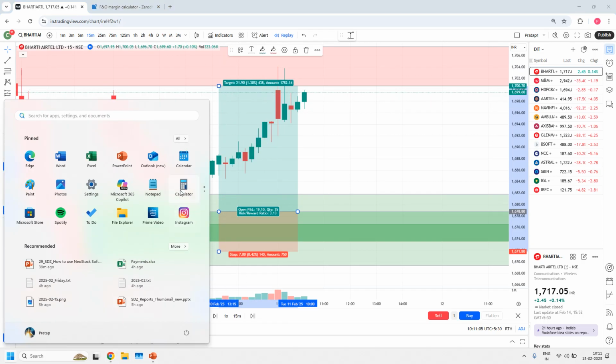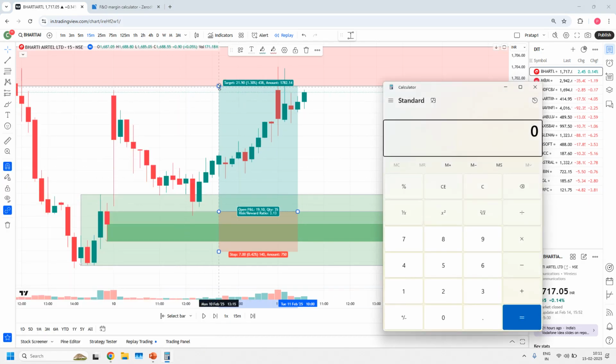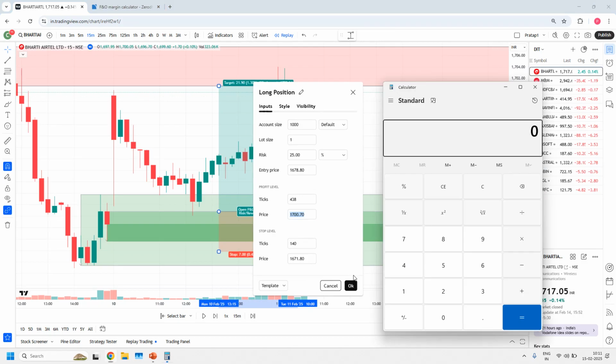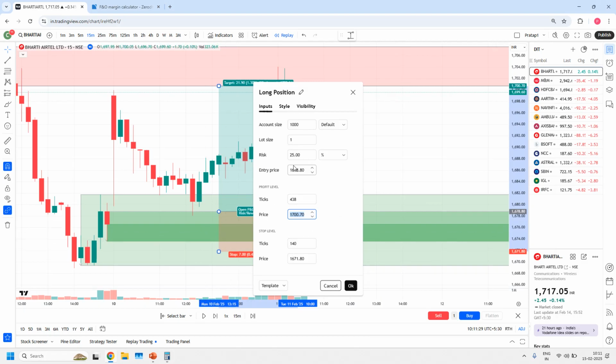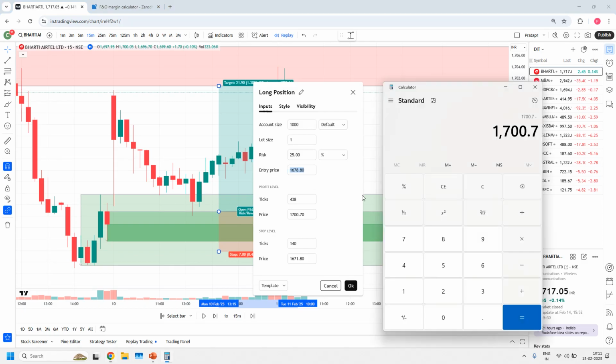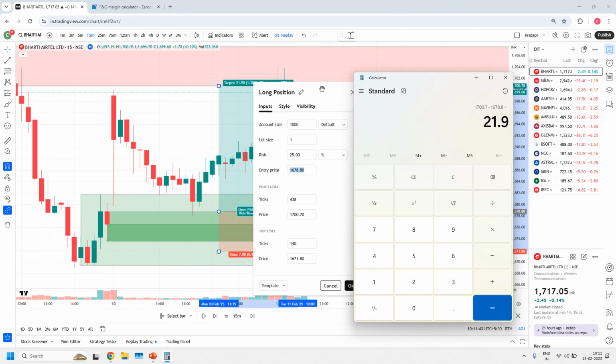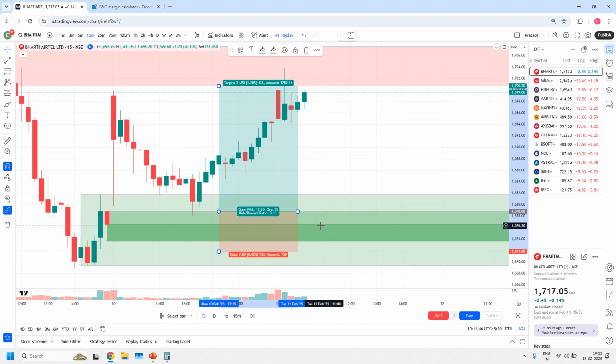These are rough calculations, not accurate, approximate calculations. What is my target? My target is the profit level, 1770 paisa. Is it achieved? Yes, achieved. Target minus entry, what is my entry here? Entry price is 1678.80 paisa. So you got 21 rupees 90 paisa profit on each share.